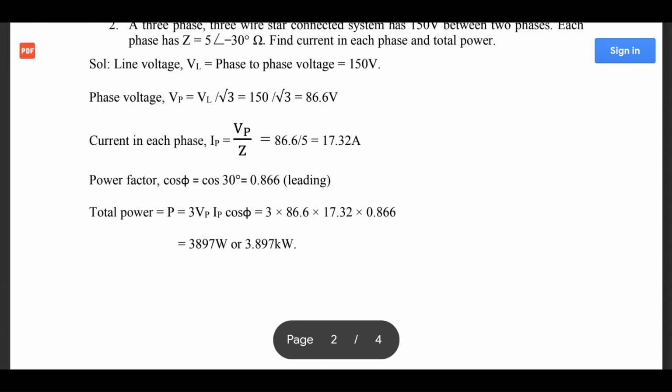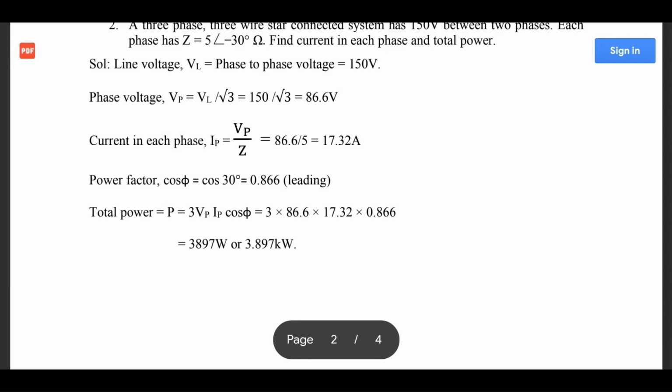Value of phase voltage, phase current, and the power factor, we can get the result in SI system as 3897 watts. Later, it can be converted into kilowatt as per our convenience. Again, a thing which is to be kept in mind is its terminologies. In the sign convention, k is represented as a small letter and W is represented as a capital letter. So this is to be kept in mind.